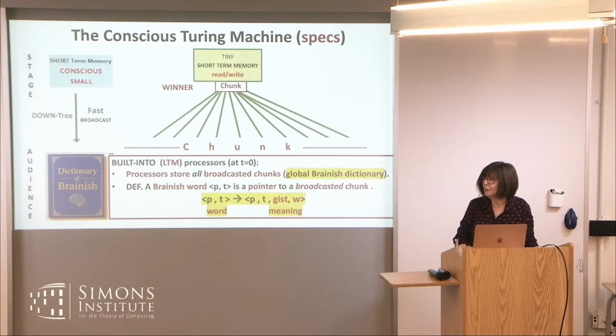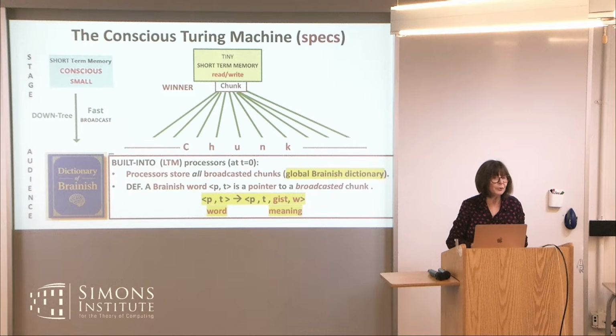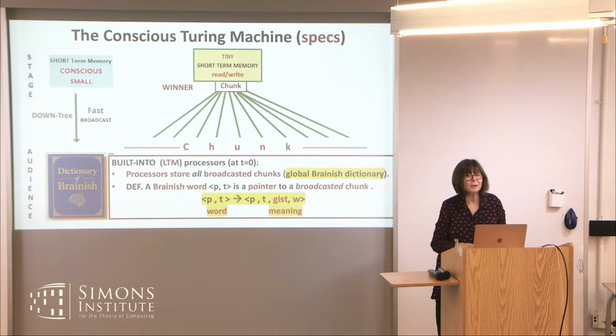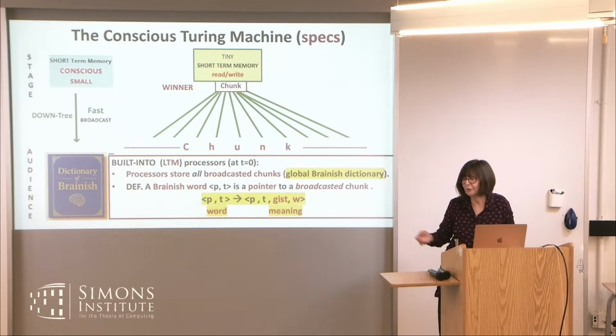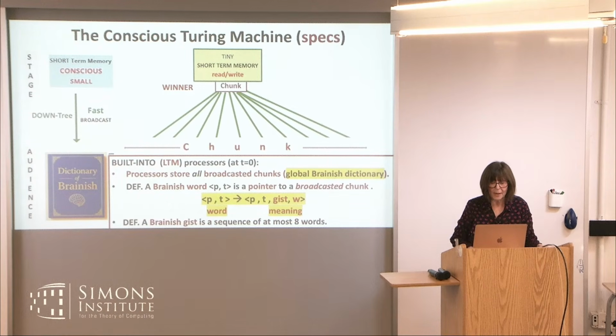We can define a brainish word to be a pointer to the chunk. So if they're saving all those chunks, if later on they're given the word, they can actually look it up in their dictionary. So the word is the pointer to the meaning. And a brainish gist for us will be a sequence of at most 8 words. We want it to be succinct, not very, very long.